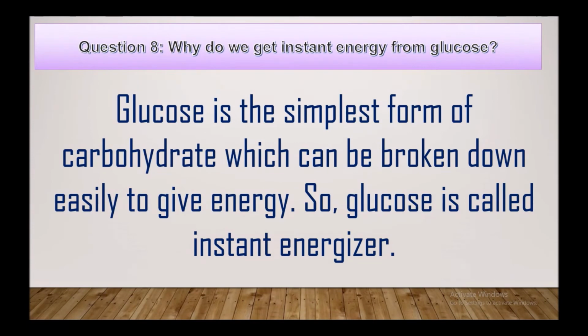Question 8. Why do we get instant energy from glucose? Glucose is the simplest form of carbohydrate which can be broken down easily to give energy. So glucose is called instant energizer.